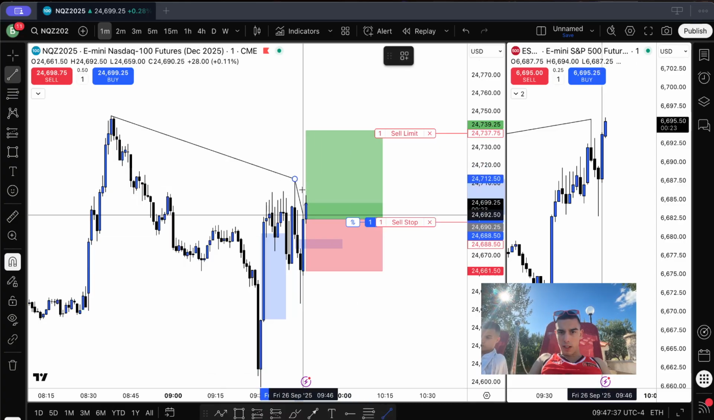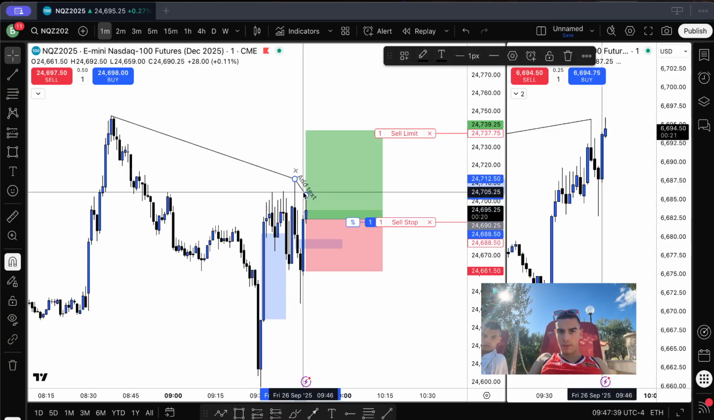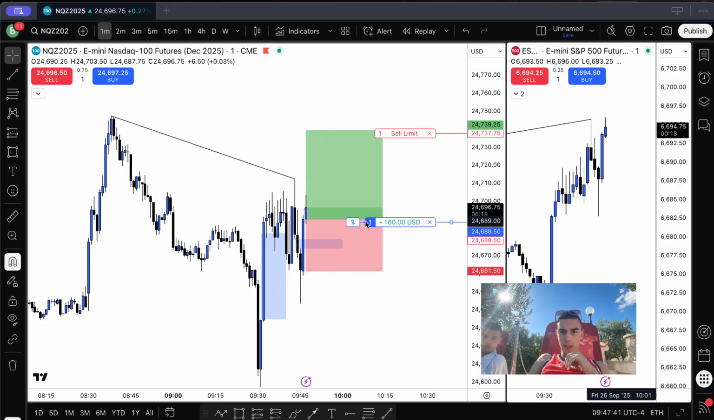And the reason why I went break even here is because we have SMT over here, these highs, so you can see over here. So yeah, that's pretty much the reason why I went break even here.